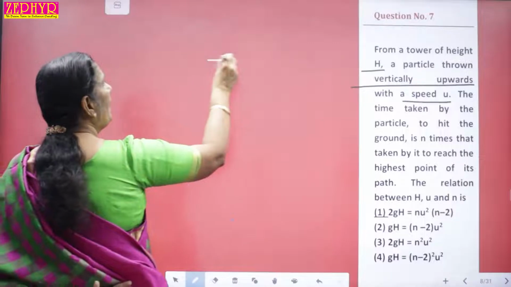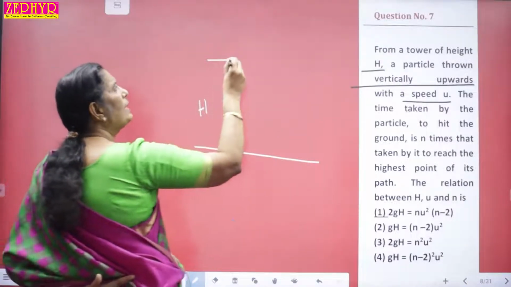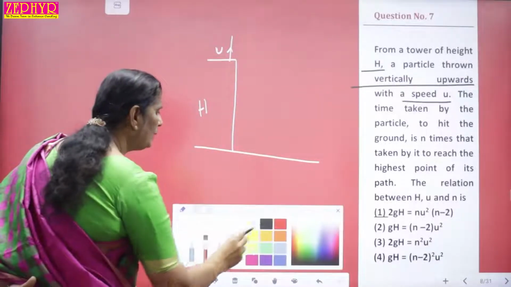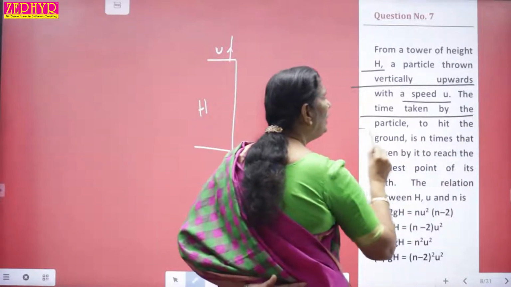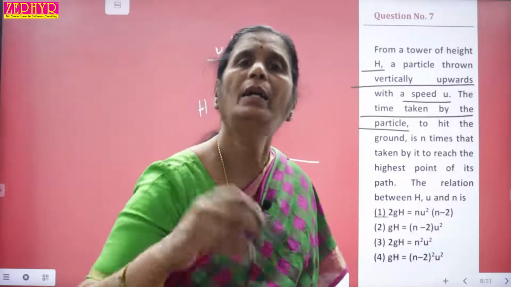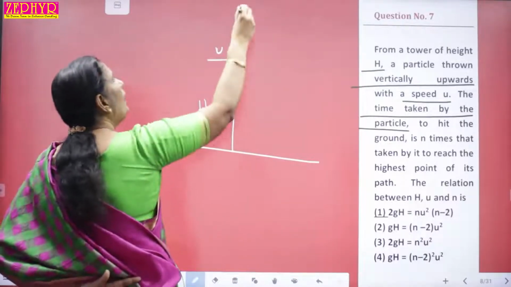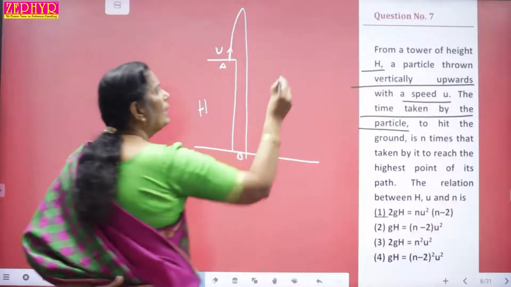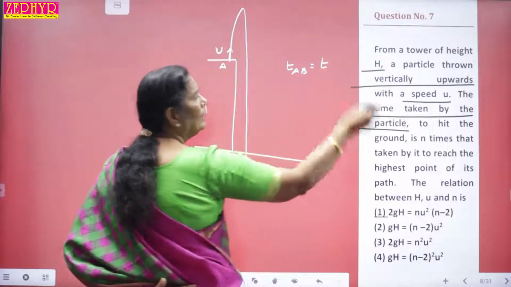The figure will be from the tower of height H. A particle is thrown up with velocity u. After that, what are they telling? The time taken by the particle to hit the ground, that is the time of flight, time to go to the top and come back. That is the time for the particle to move from A to B. That's what he is telling.